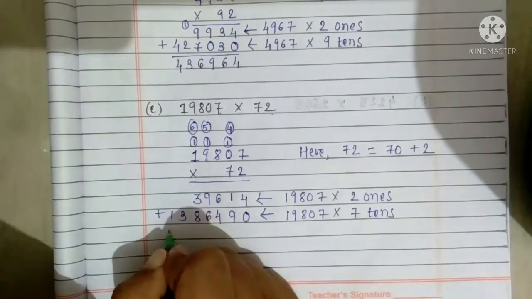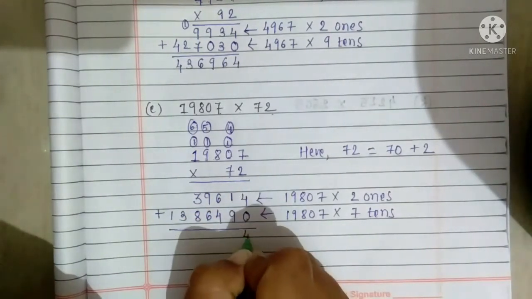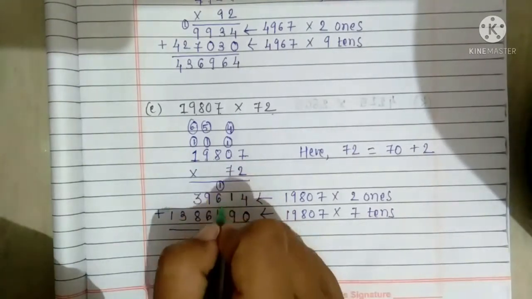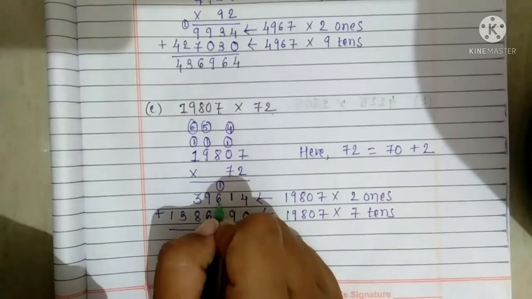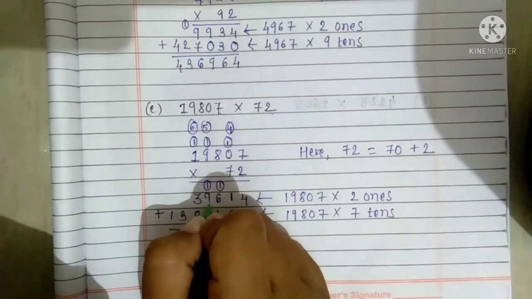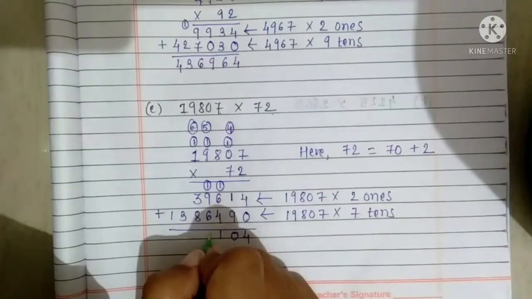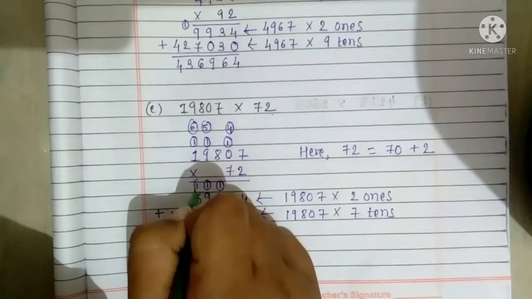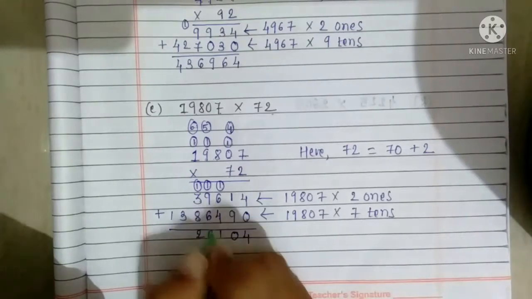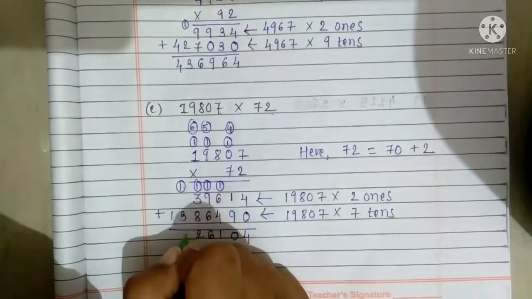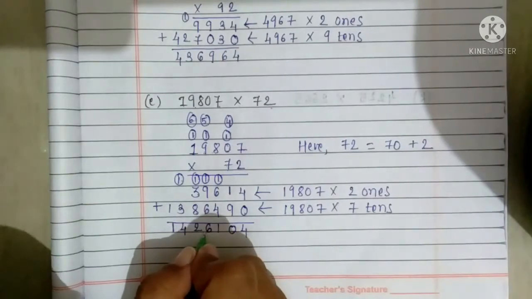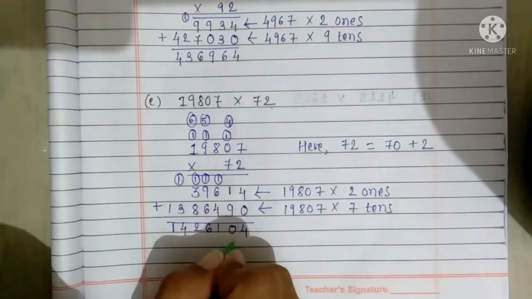Now we add these two products. 4 plus 0 4. 1 plus 9 10. 10 का 0 आंसर में कैरी ऑन 1. 1 plus 6 7. 7 plus 4 11. 11 का 1 आंसर में कैरी ऑन 1. 1 plus 9 10. 10 plus 6 16. 16 का 6 आंसर में कैरी ऑन 1. 1 plus 3 4. 4 plus 8 12. 12 का 2 आंसर में कैरी ऑन 1. 1 plus 3 4 and at last 1. So we get final answer 14,26,104.